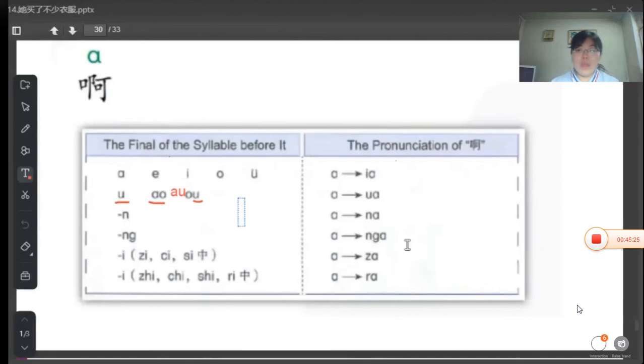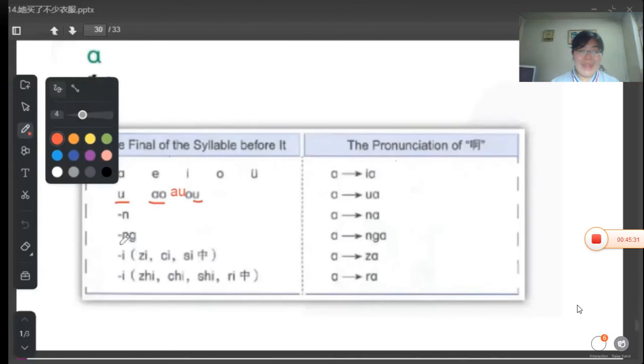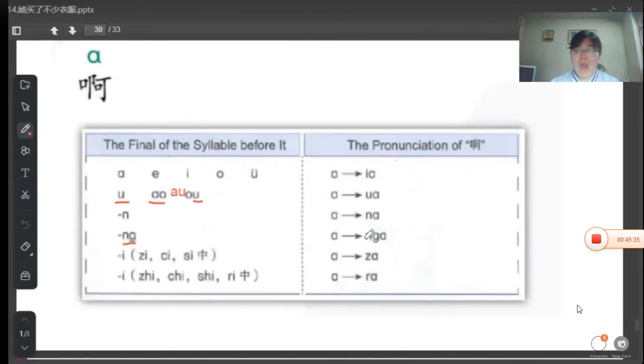About z, c, s together with 啊, we read it as za. If zh, ch, sh, r get together with 啊, we read it as ra. So 啊 has different pronunciations: ya, wa, na, nga, za, ra. We should consider the final of the syllable before 啊 to decide its pronunciation.